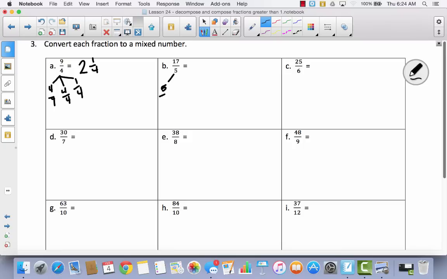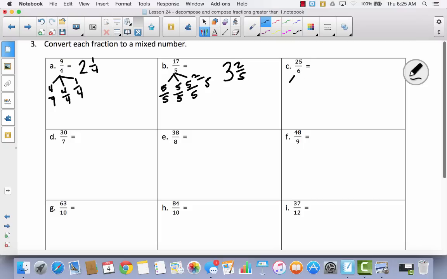So I can take out 5 fifths. This would be 5 fifths, 10 fifths, 15 fifths. I keep changing these to tens. 5 fifths. This is 10 fifths. This would make 15 fifths, and then I have 2 more fifths left over. So this is 1, 2, 3, and 2 fifths.